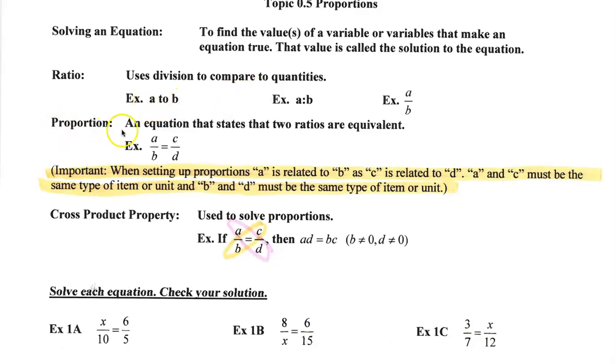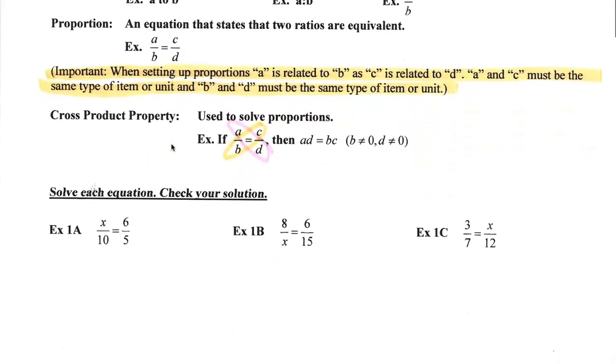And a proportion is just an equation that states the two ratios are equivalent. So we have this ratio A/B, we have this ratio C/D. If we're saying they're equal, then that's what a proportion is: A over B equals C over D. It's very important that they have the same units, but we'll go into solving that.